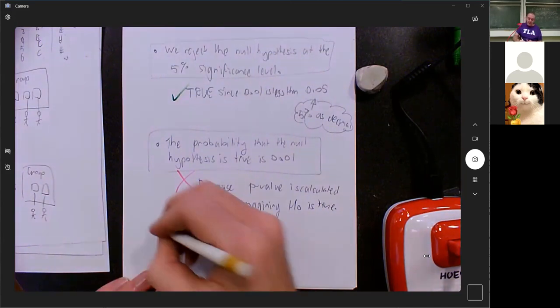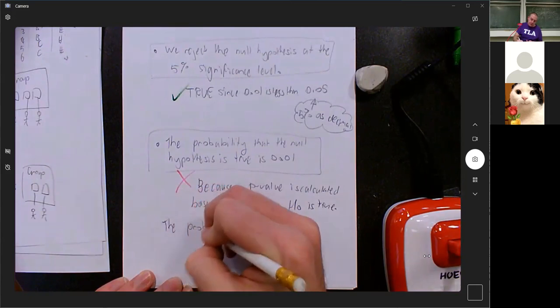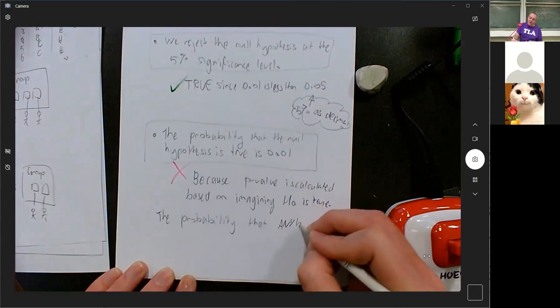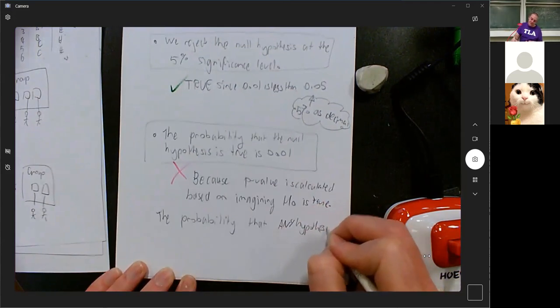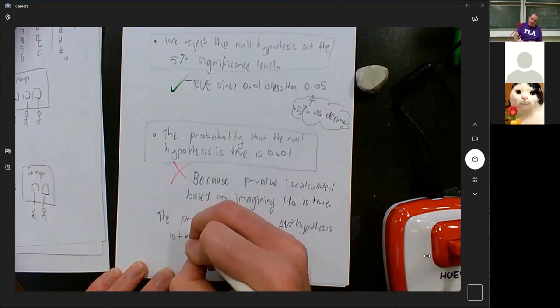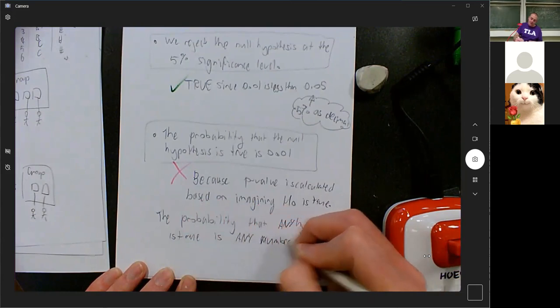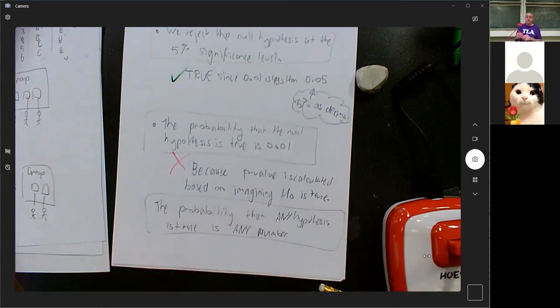And so all of the ones like the probability that any hypothesis is true is any number, you can't say that at all. It doesn't matter what hypothesis it is. It doesn't matter what the number is. If you're interpreting a p-value as the probability that a hypothesis is true or false, you're not allowed to say it because it's all a big imagining what-if that you're calculating here. Is that okay?